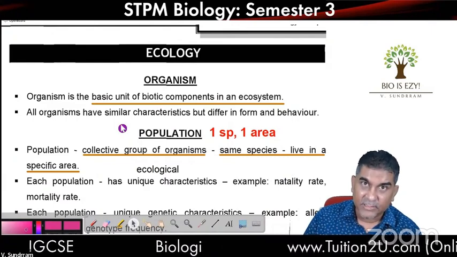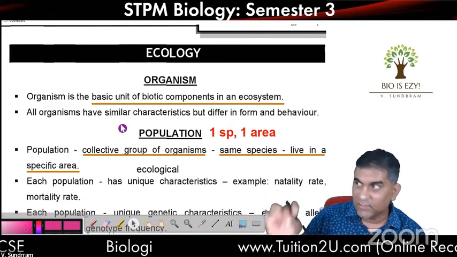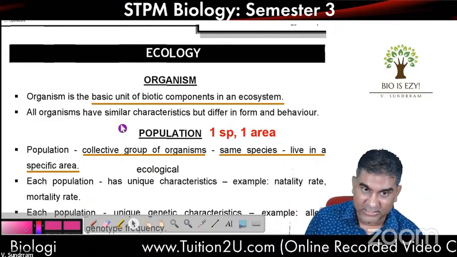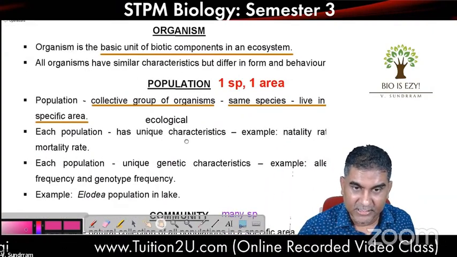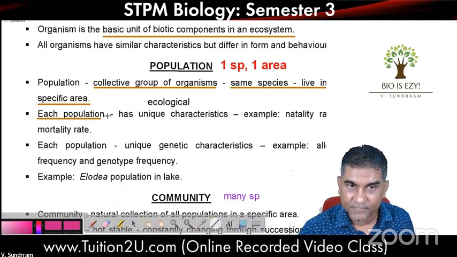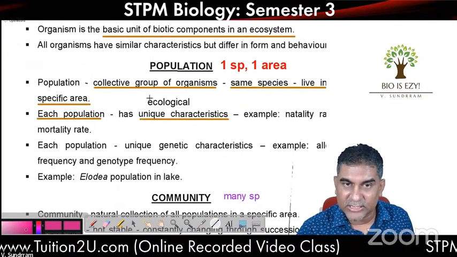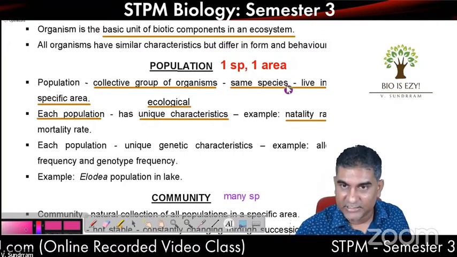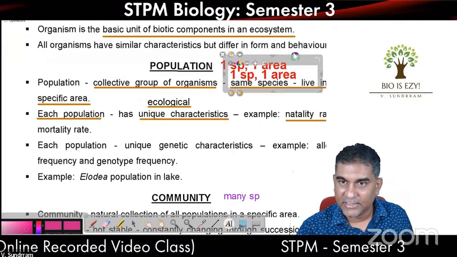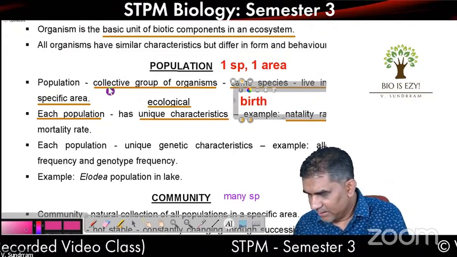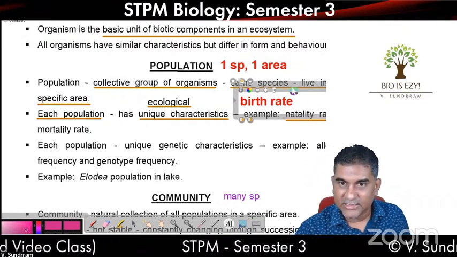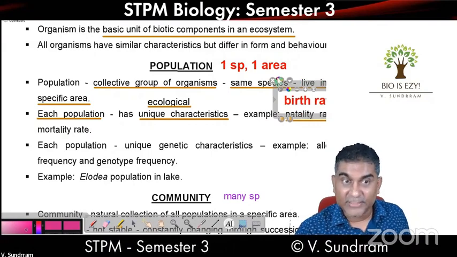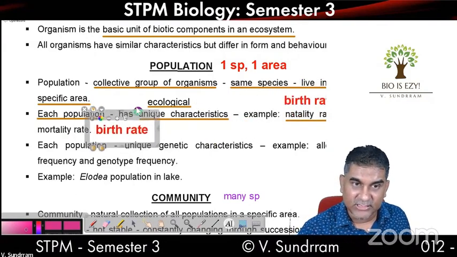In this chapter, you learn population ecology. When you learn population ecology, you are going to do many calculations. So for example, every population has unique ecological characteristics, like natality rate, birth rate. Natality rate is actually birth rate. Every population has a certain birth rate. If you have birth rate, there should also be death rate. Death rate is mortality rate.